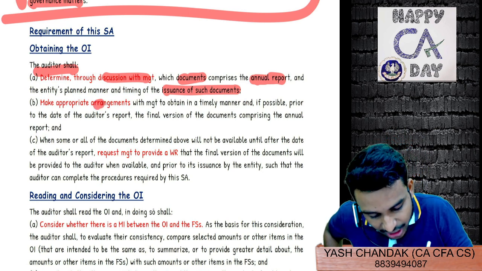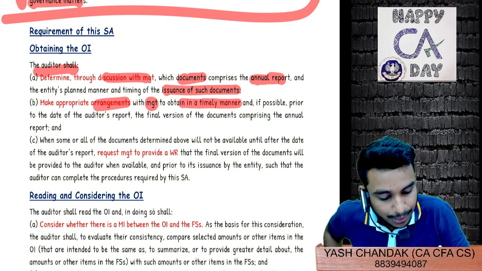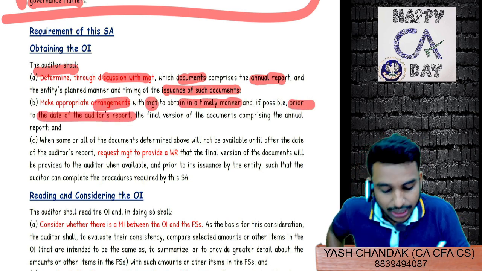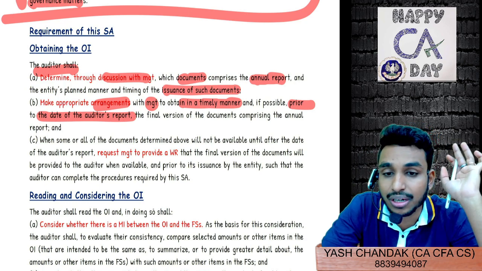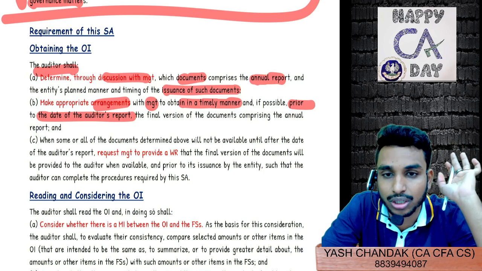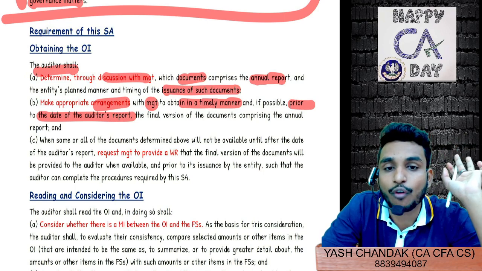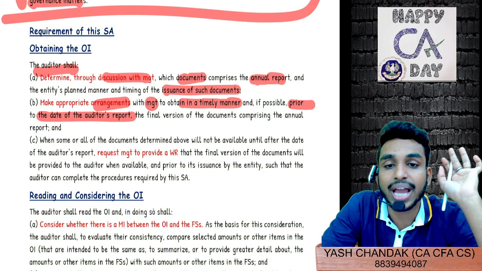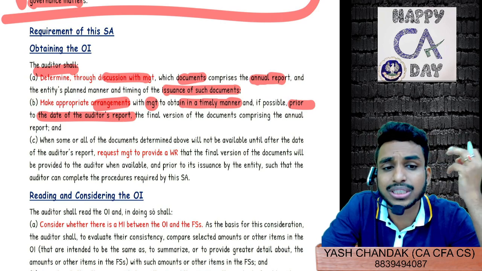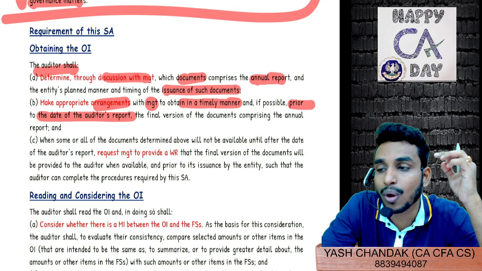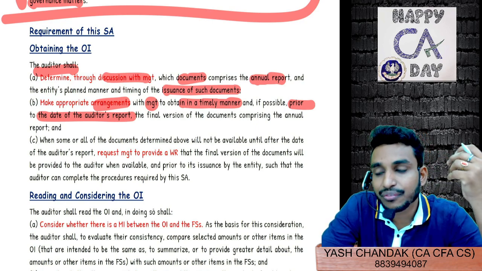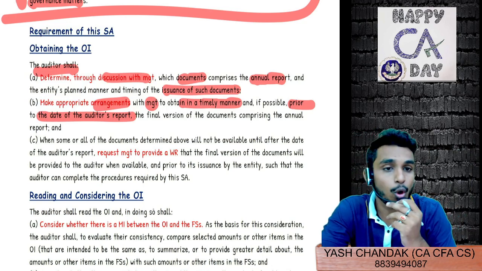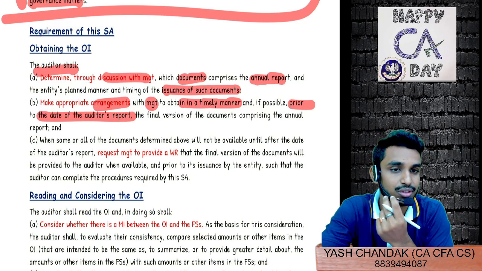Then make appropriate arrangements with management to obtain them in a timely manner, if possible, prior to the date of the auditor's report. So you have to try to obtain OI before the date of the auditor's report. All final versions of all the documents which comprise the annual report. So you should try to get all the annual report documents, all other information documents, before the date of the auditor's report. However, it will not be possible for you to obtain all information before the auditor's report, right?